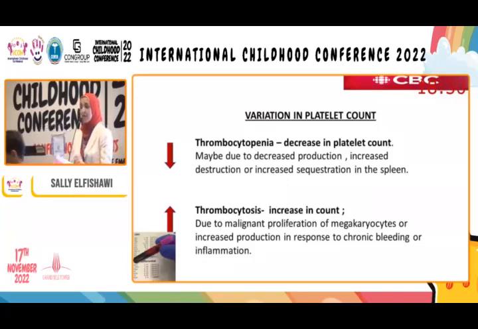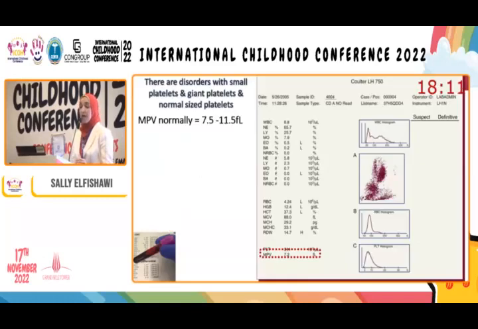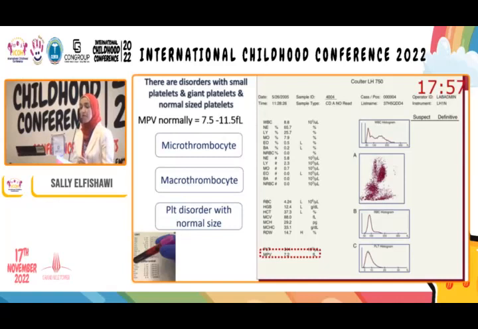As for if the number is increased, there is thrombocytosis, and you need to know if this is a primary increase or it's reactive to another situation, such as chronic bleeding or inflammation. We have an important number in the platelets, which is the MPV, the mean platelet volume, as there are disorders with small platelets and other disorders with giant platelets and other disorders with normal sized platelets. And you will not diagnose these disorders without this number, the MPV.